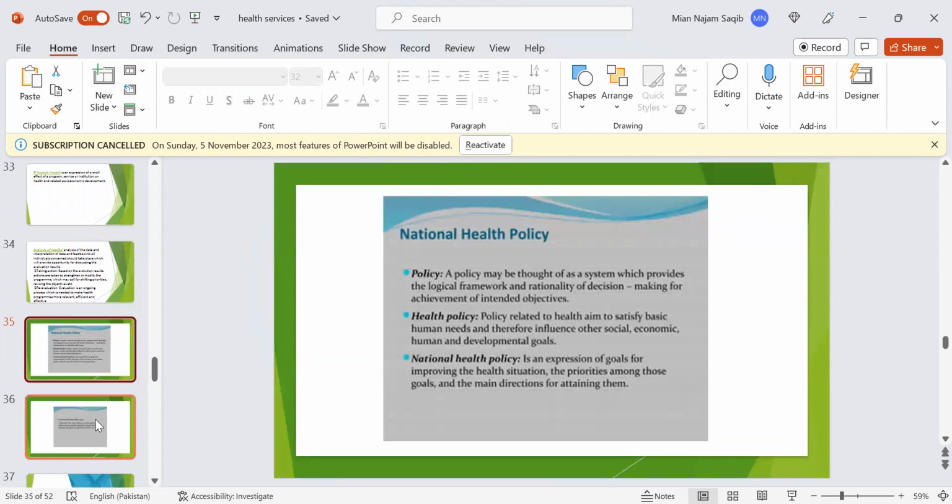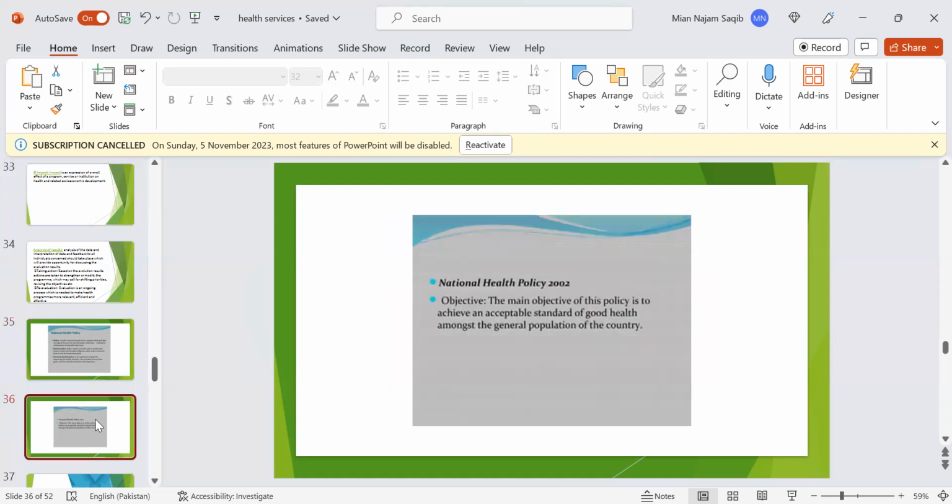The national health policy. A policy must be thought of as a system which provides the logical framework and rationale of decision making for achievement of intended objectives. Health policy: policies relating to health aim to satisfy basic human needs and therefore influence other social, economic, human, and developmental goals. National health policy is an expression of goals for improving the health situation, priorities amongst those goals, and the main directions for attaining them.